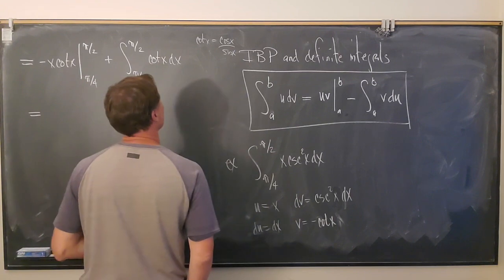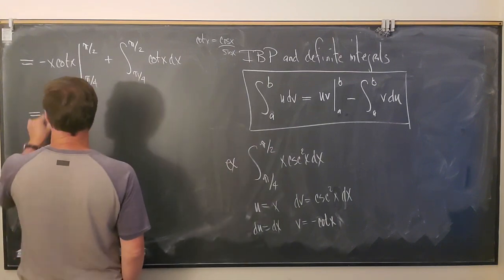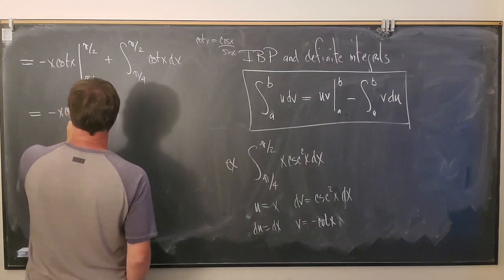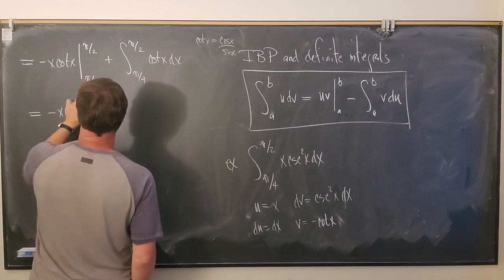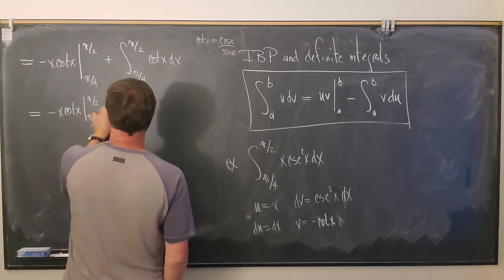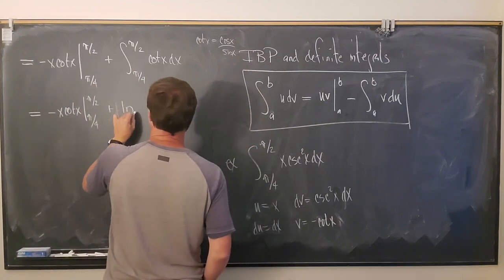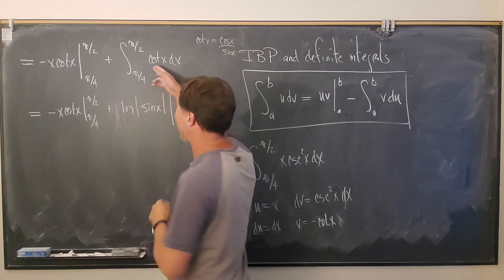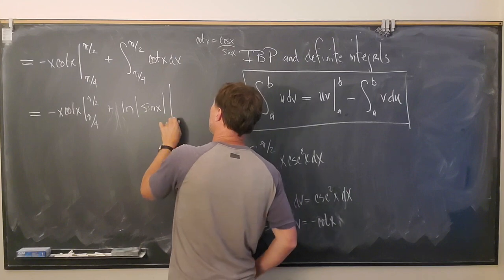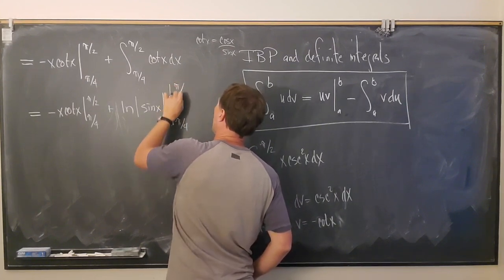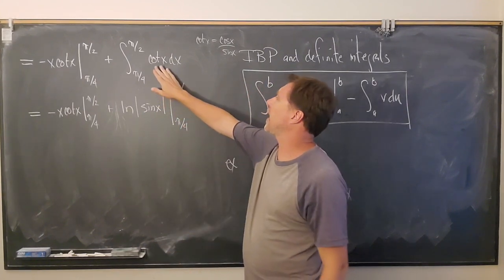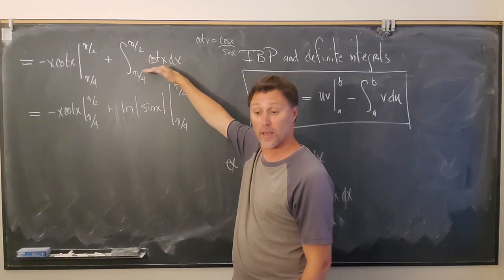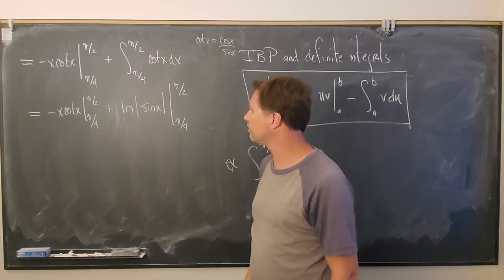Right here, what we're going to get is negative x cotangent x going from pi over 4 to pi over 2, plus the natural log of the absolute value of sine x. Right, that's the antiderivative of this piece right here, and you go from pi over 4 to pi over 2. I don't expect you to have this one memorized yet. We will soon get to a point where I'll write down the formula, and you will need to have this one memorized at some point soon.